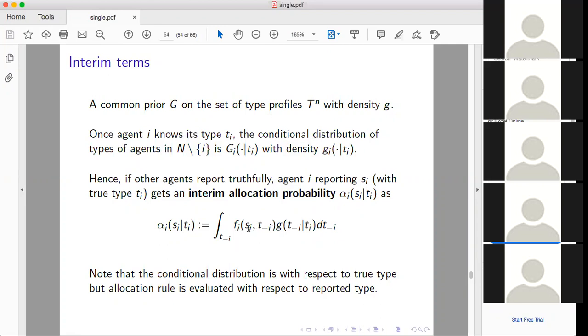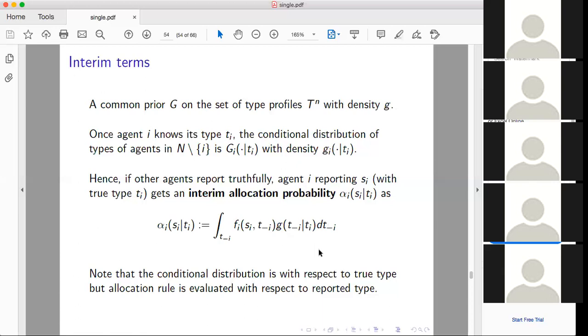I am reporting Si, my reporting type, but this probability is computed with respect to the true type. The probability that others have type T minus i will depend on your true type, but not on the type that you're reporting, because nature is deciding that. So you integrate over all T minus i, and it will give you the allocation probability of agent i when his true type is Ti, but he reports Si. This is what we will call the interim allocation probability of agent i.